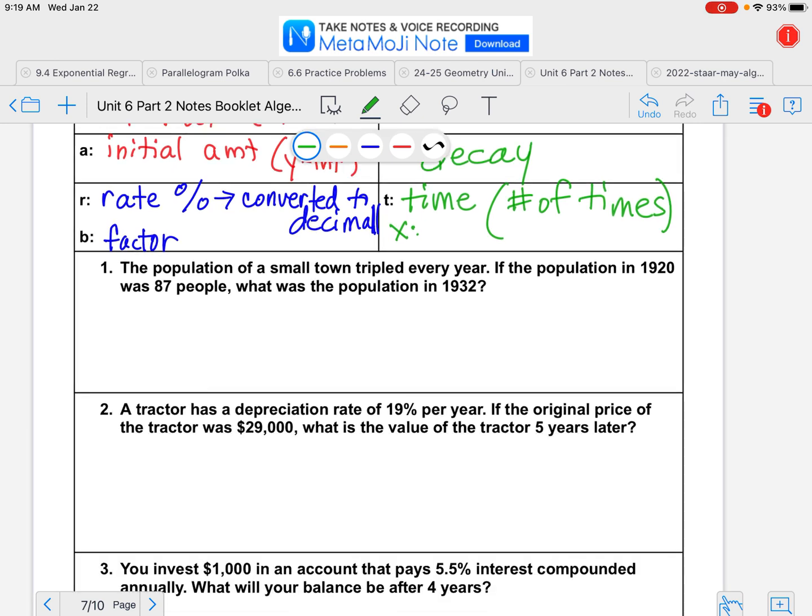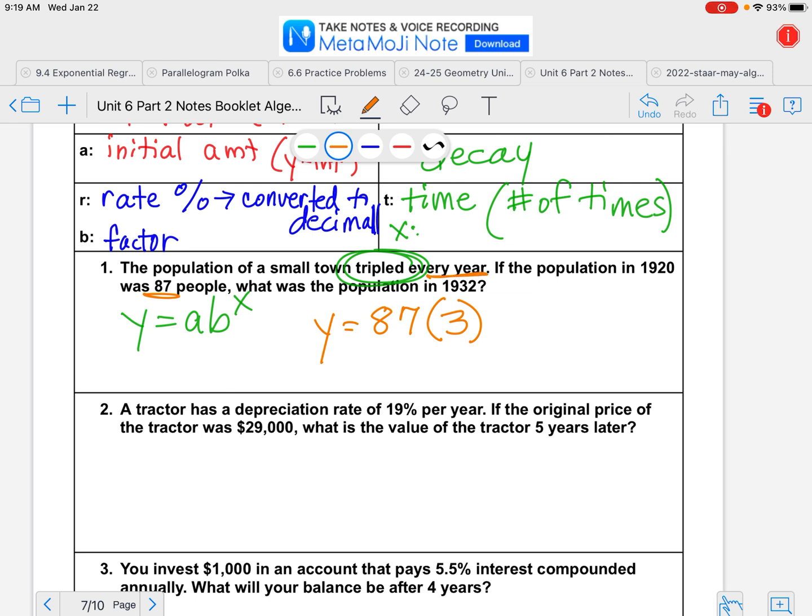All right, let's look at an example. The population of a small town tripled, there's your factor, every year. If the population in 1920 was 87 people, what was the population in 1932? Since there is no percentage, we use the a·b^x with a factor. So we're looking for y, our new total. Our initial population was 87 people. It tripled, that means times 3, so my factor is 3.